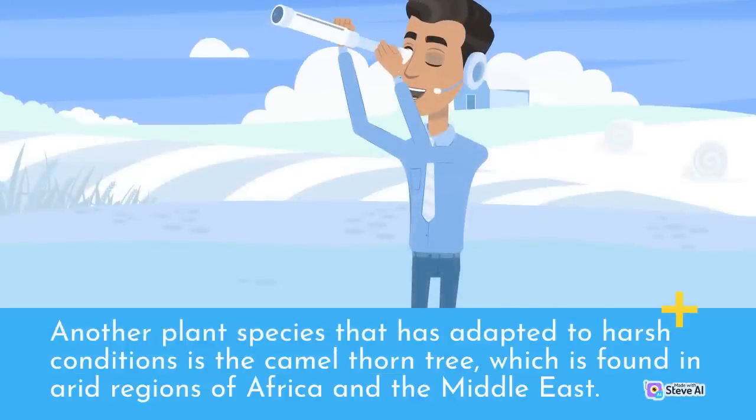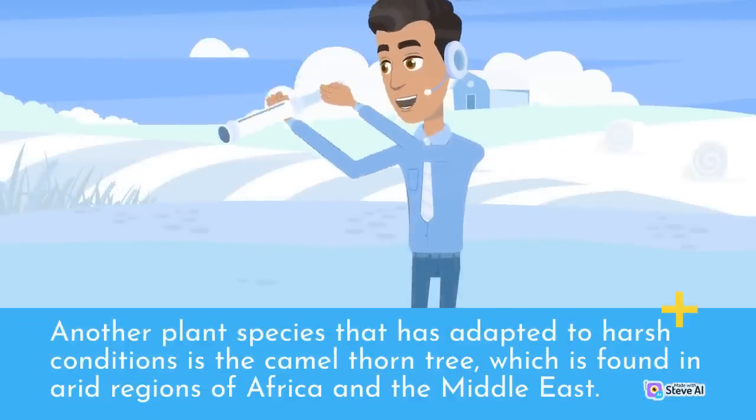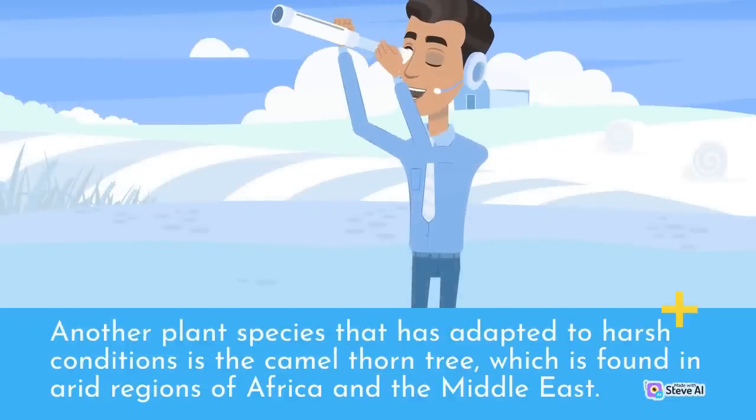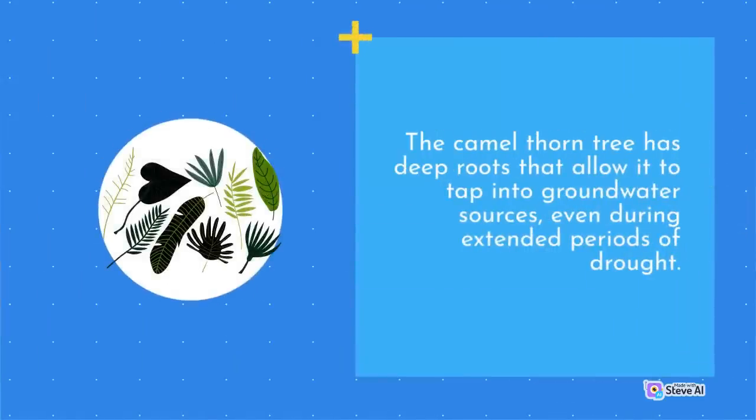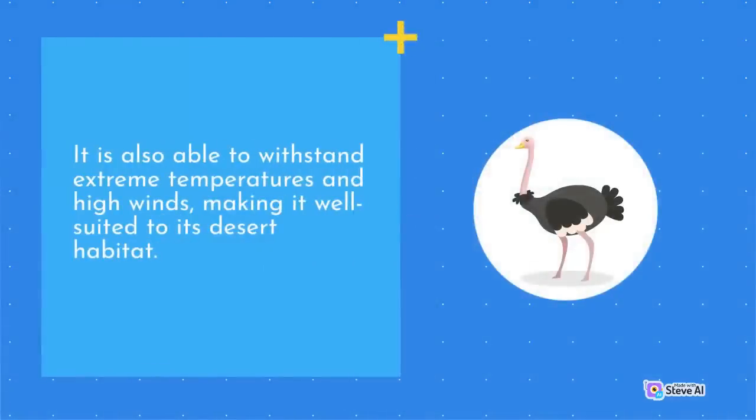Another plant species that has adapted to harsh conditions is the camel thorn tree, which is found in arid regions of Africa and the Middle East. The camel thorn tree has deep roots that allow it to tap into groundwater sources, even during extended periods of drought. It is also able to withstand extreme temperatures and high winds, making it well suited to its desert habitat.